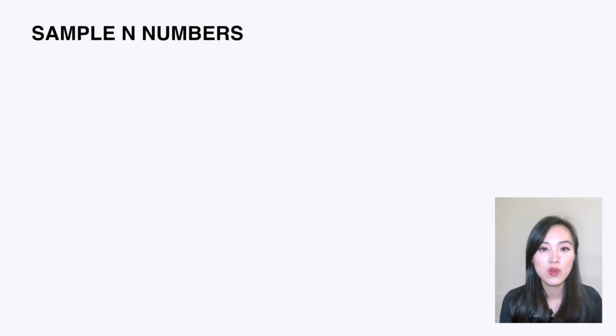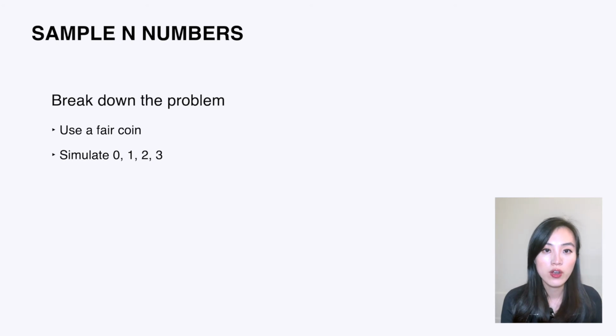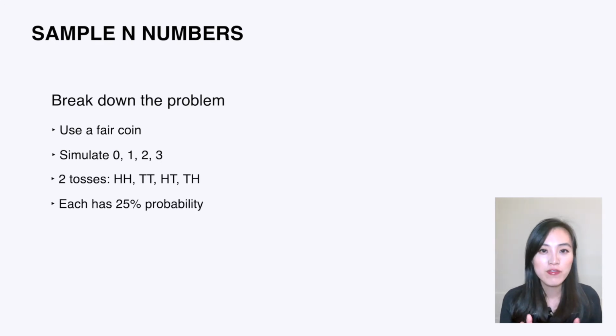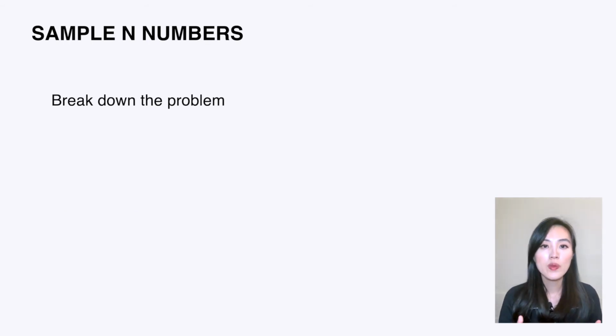Okay, so back to the question. What if the coin is fair rather than biased? Could you use it to simulate four numbers? For sure you can. If it's a fair coin, you could get four distinct outcomes from two tosses, HH, TT, HT, and TH, and each outcome has exactly the same probability, i.e. 25%.